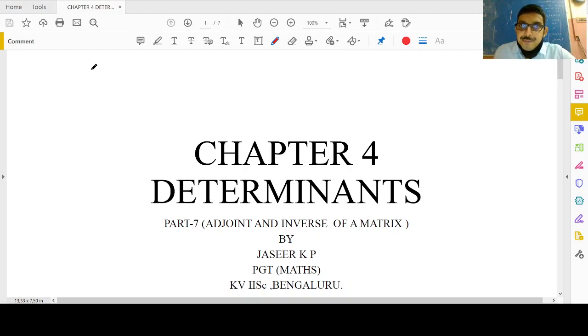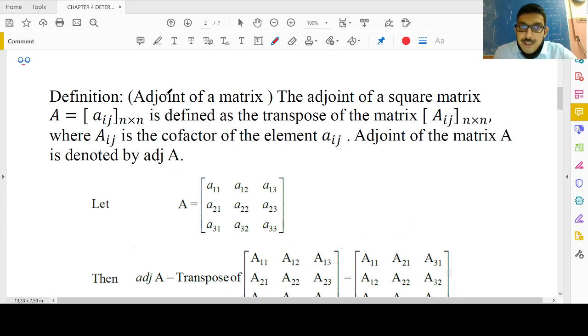Hello everyone. In this video, we'll discuss the adjoint of a matrix and a method for finding the inverse of a matrix using the adjoint of a matrix. The adjoint of a square matrix A of order n, that is A equal to [aij] of n by n, is defined as the transpose of the matrix [capital Aij] of order n.